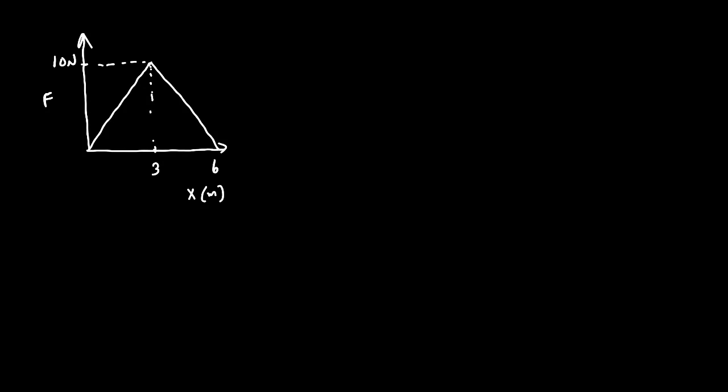Alrighty. It says, a force that varies with distance, as shown on the graph below, acts on a 500-gram object that is free to move without friction on a horizontal track. How much work does this force do over the first 3 meters of displacement? So the first 3 meters is to here.